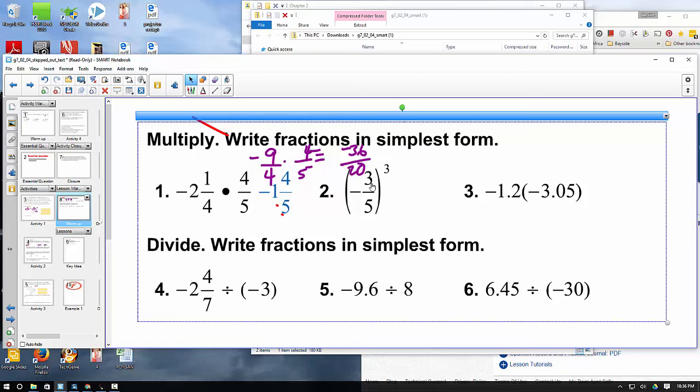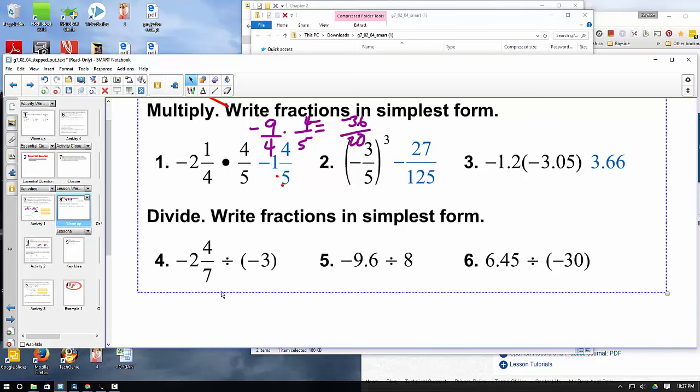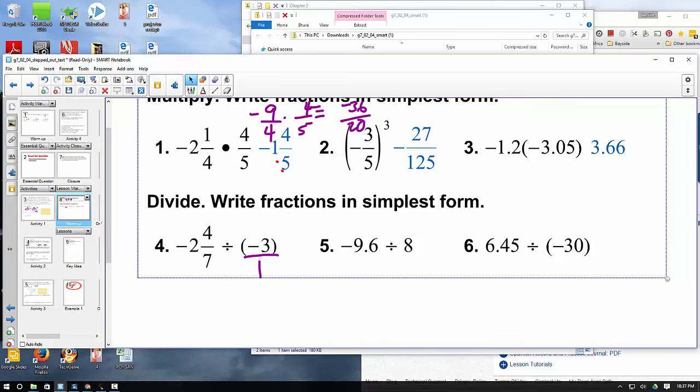Negative 1 4/5. This one here is negative 3 to the 3rd power. So 3 times 3 times 3 is negative 27 over 5 times 5 times 5, which is 125. This here, I know my answer will be a positive, and I get positive 366. When I divide, dividing is really, if this is negative 3 over 1, it's really taking this number and multiplying by 1 over negative 3 is what we're doing here.